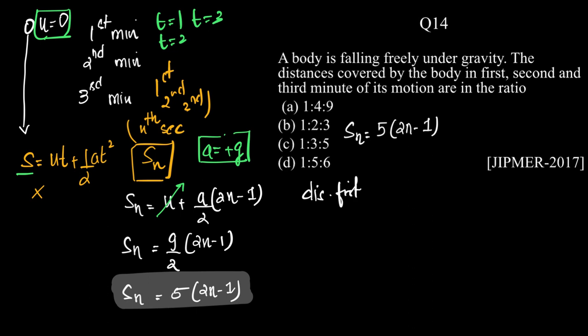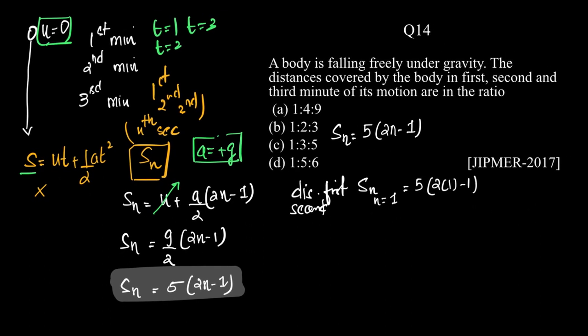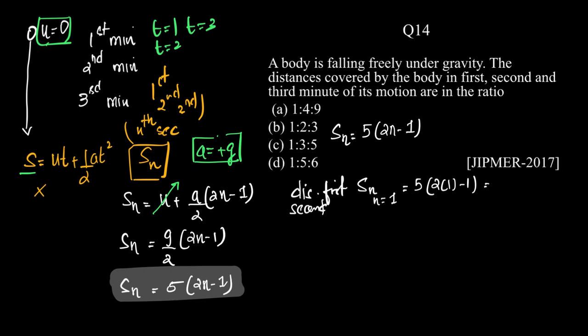Distance covered in the first second is Sn at n is equal to 1, which is equal to 5 into 2 minus 1, which is 5 into 1 equal to 5. Now, what is the distance covered in the second second?